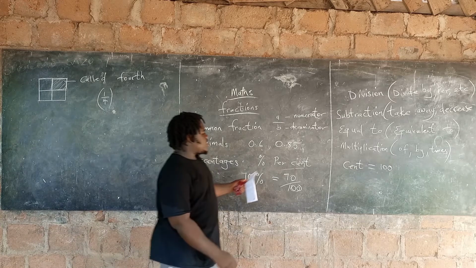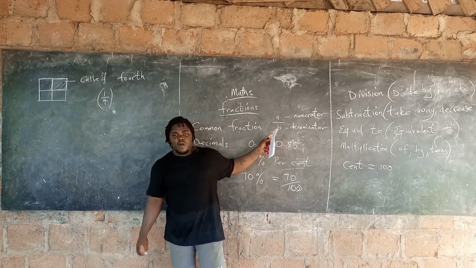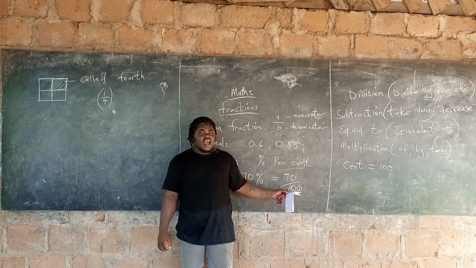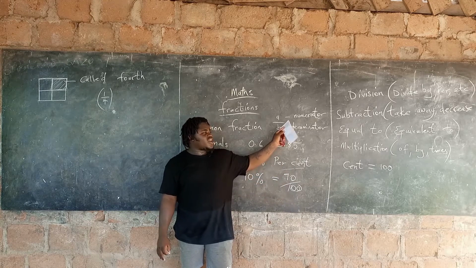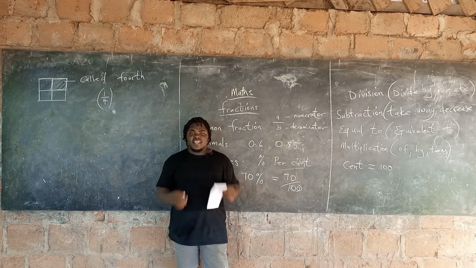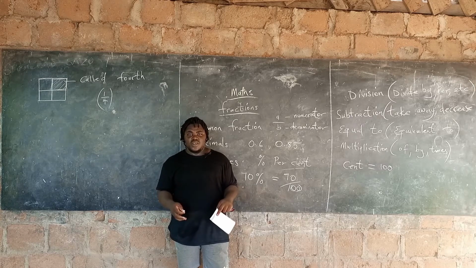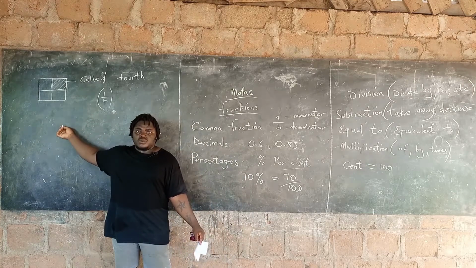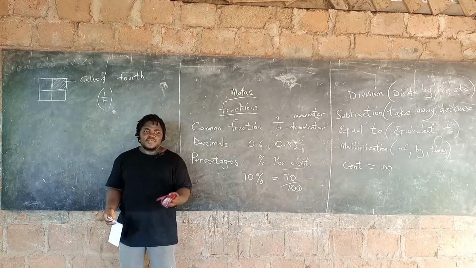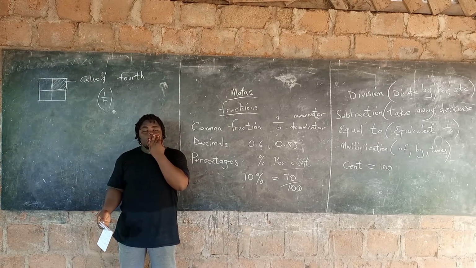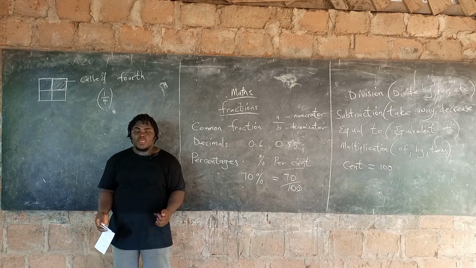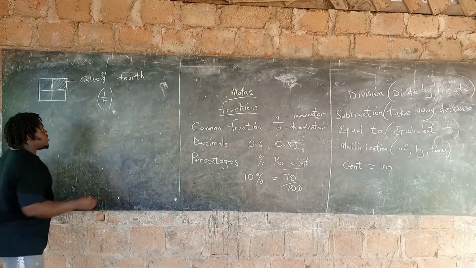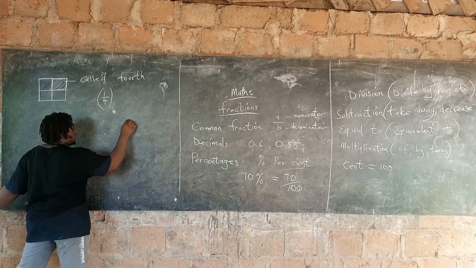So the denominator shows us the number of equal parts that a whole object or amount has been divided into. And the numerator shows the number which we are dealing with. So this is a clear example. Now, I don't have any physical object over here to make a demonstration for you. But let's use this for an example. Let's say I'm having an orange.